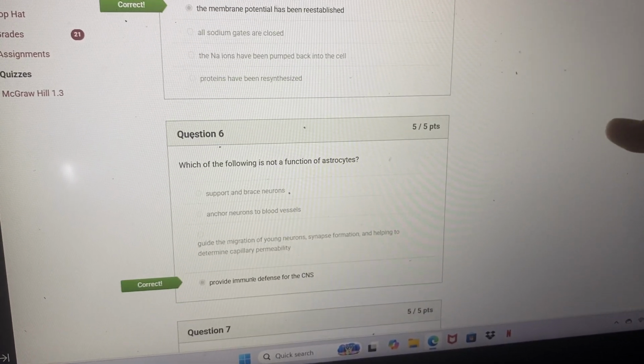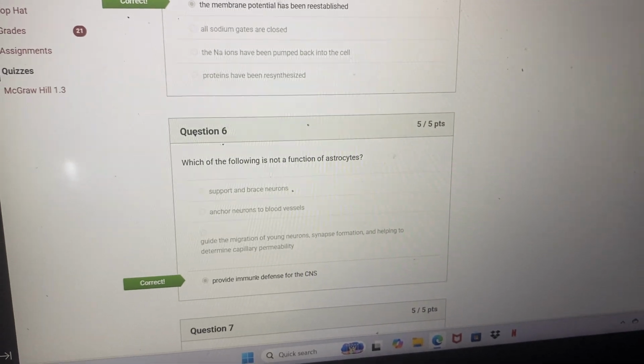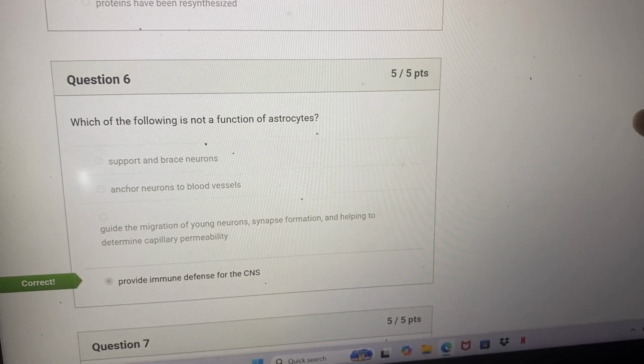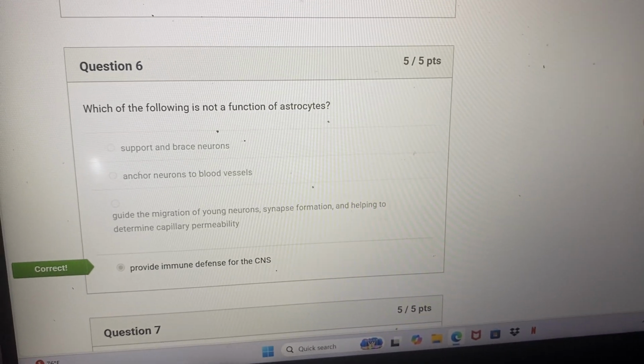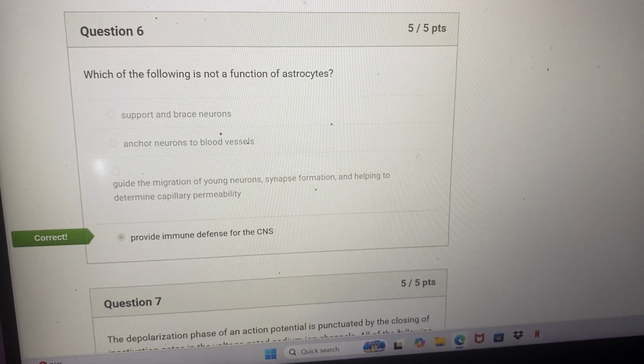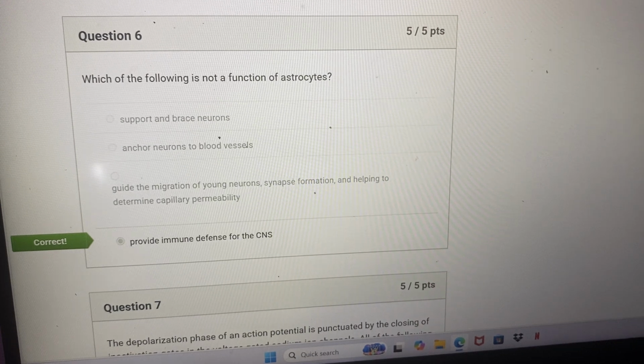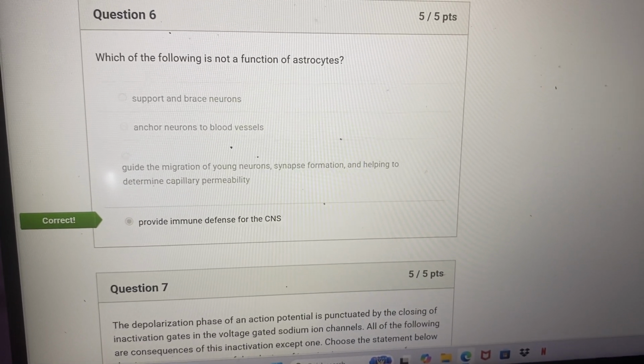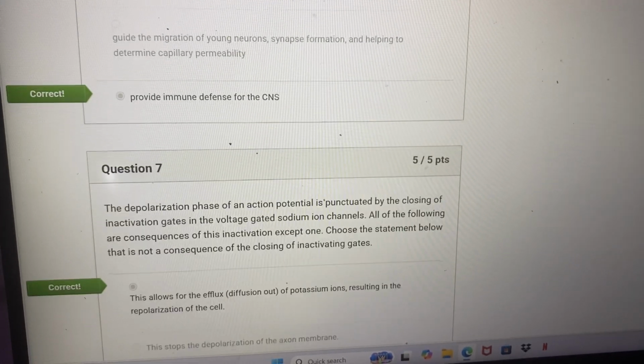The second nerve impulse cannot be generated until the membrane potential has been reestablished. Which of the following is not a function of astrocytes? Astrocytes do support and embrace neurons, they anchor neurons to blood vessels, they guide migration of young neurons, synapse formation, and help to determine capillary permeability. But astrocytes do not provide an immune defense for the CNS.